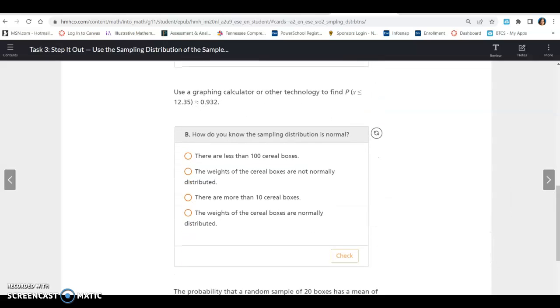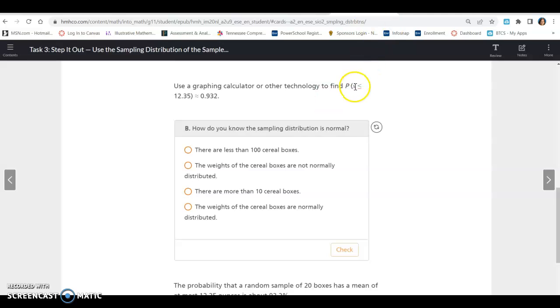All right, so it says use a graphing calculator or other technology to find the probability of x-bar, this is your mean, when it's less than or equal to 12.35. And it says that this is approximately 0.932.